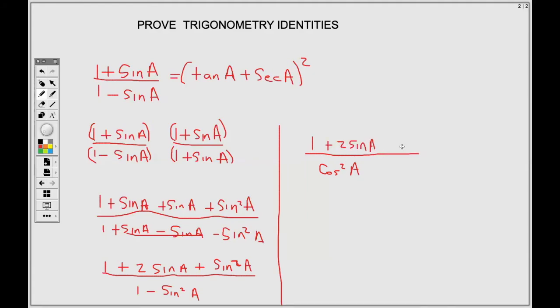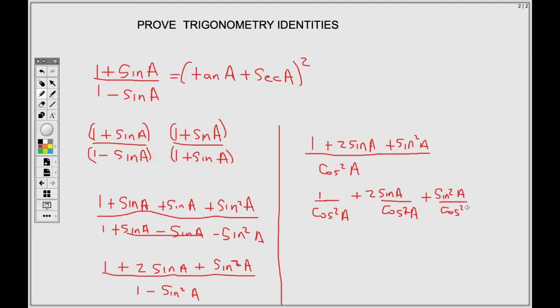So I'll be rewriting the numerator. So we have 1 plus 2 sine A plus sine square A. Now the next step for me is to split this into 3 different fractions. So we have 1 over cos square A plus 2 sine A over cos square A plus sine square A over cos square A.